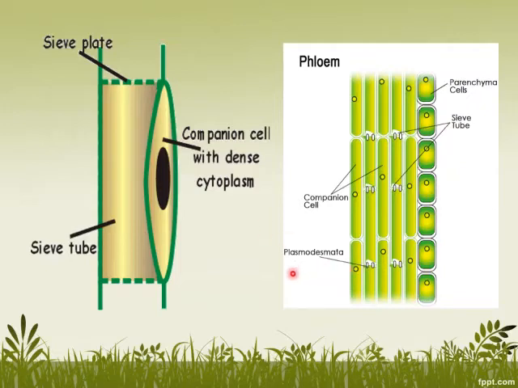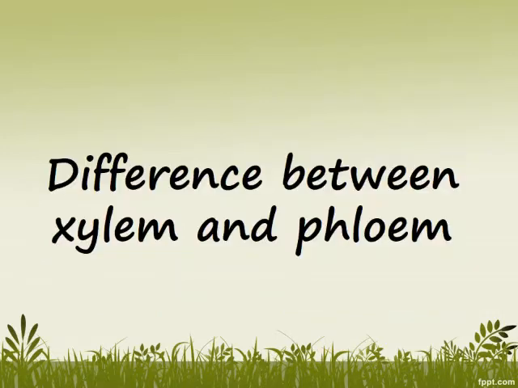Here the plasmodesmata are narrow threads of cytoplasm, and they pass through the cell walls of adjacent plant cells and allow communication between them. That's why the plasmodesmata are very important. They allow communication between cells.